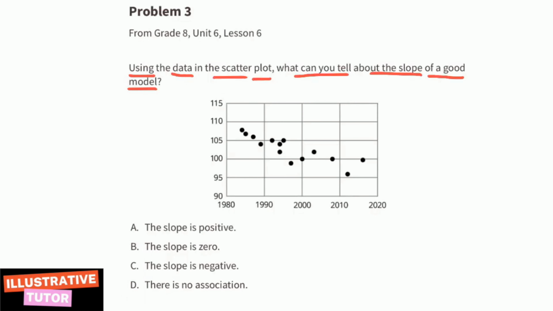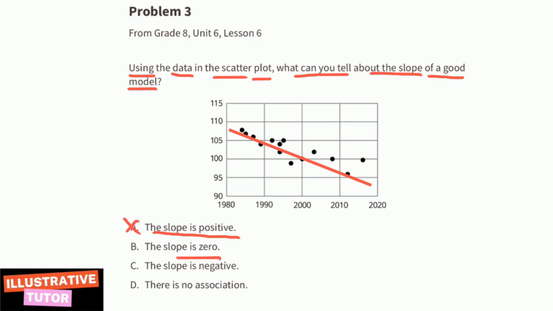Problem number 3 from 8th grade, Unit 6, Lesson 6. Using the data in the scatter plot, what can you tell about the slope of a good model? A. The slope is positive. The data in this scatter plot shows that the slope is going to be negative because it starts out high and goes low. A positive slope would start out low and go high.